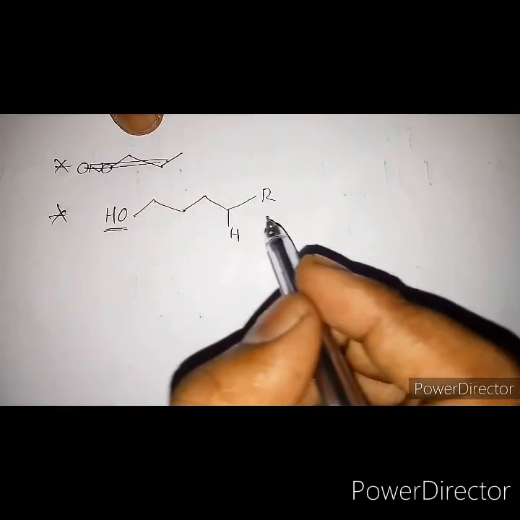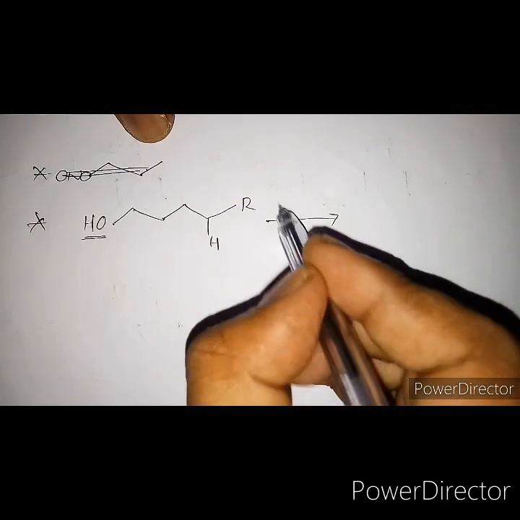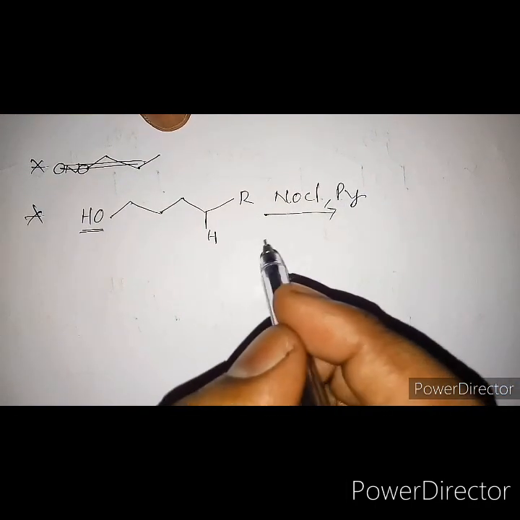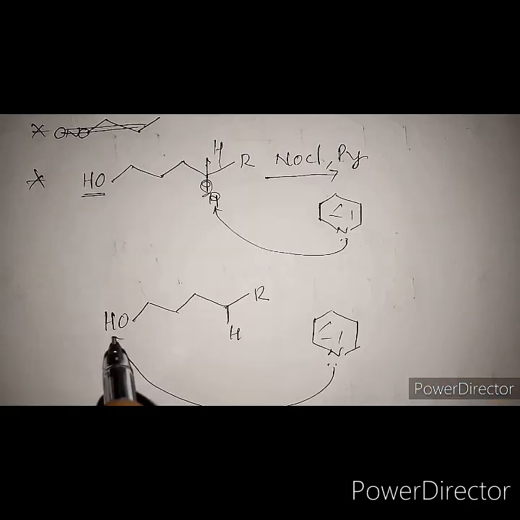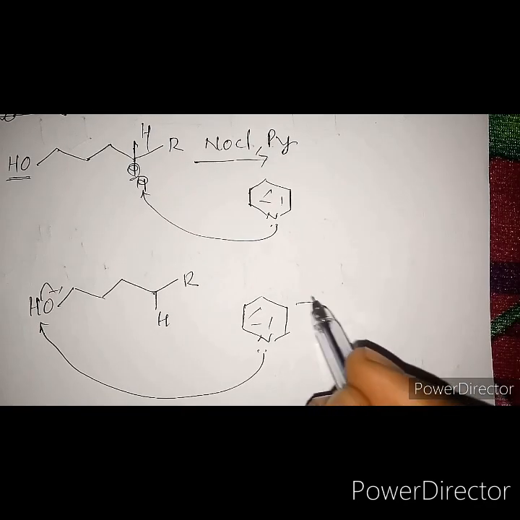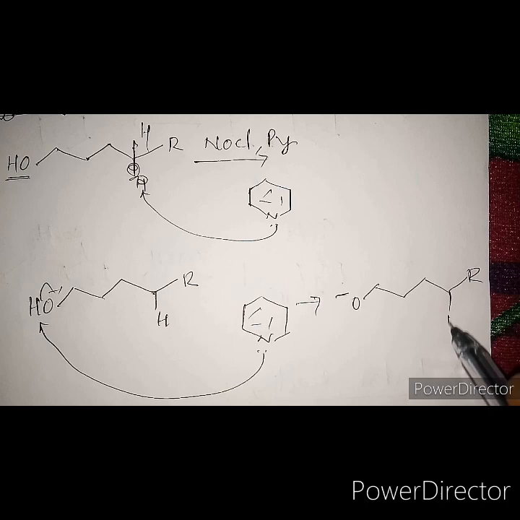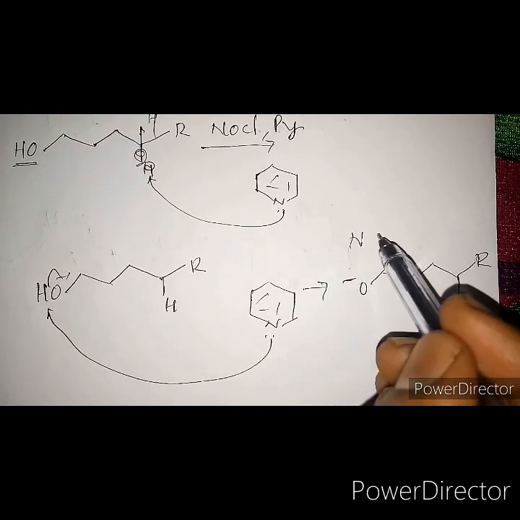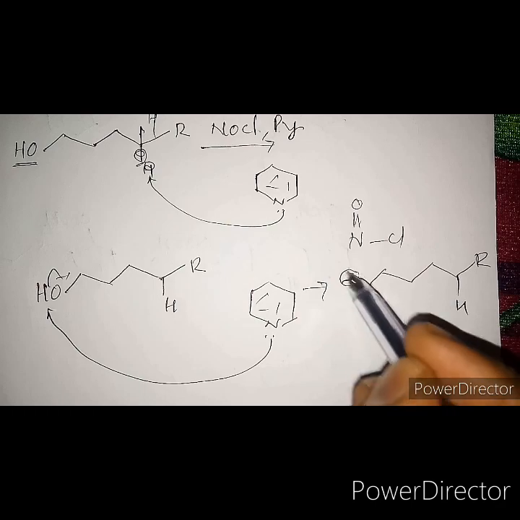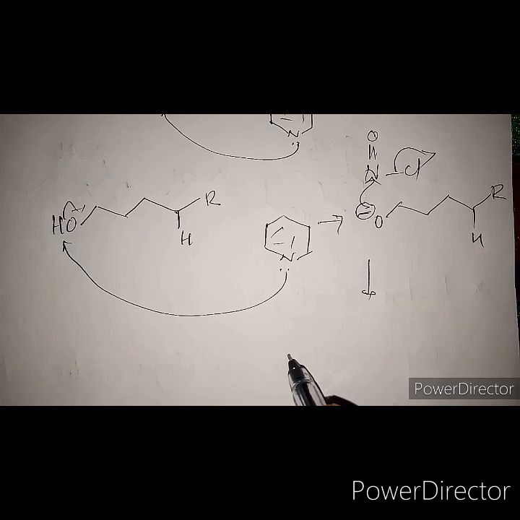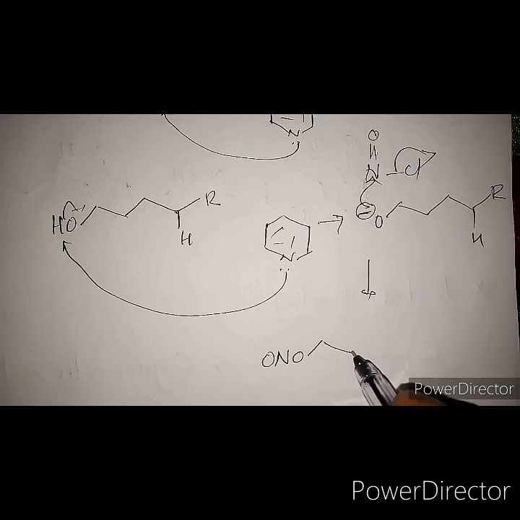So now we need to convert this into an organic nitrite by using nitrosyl chloride as well as pyridine. Abstract hydrogen from the OH and create a negative charge. So once a negative charge is created, we'll get O minus R, and this O minus will attack on N double bond O Cl, attacks here, eliminates Cl, so we will get HCl. So here we have converted into a nitroso compound, nitrite.